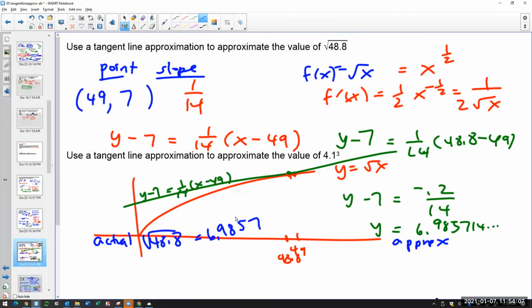Let me point out something. What if I hadn't picked 49 here? What if I had picked, let's say, 9? Would that have been a good approximation? No, do you see that? So that's why you want to pick a number that's close to this number. Does that make sense? Or else your approximation is going to be pretty far off. It'd still be an approximation, but it would be a bad approximation.